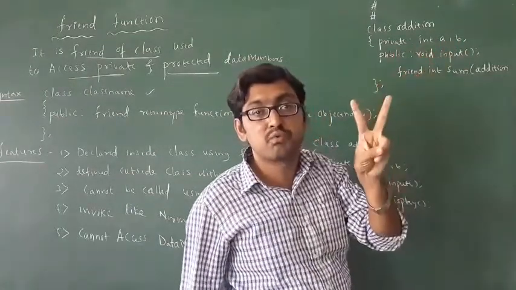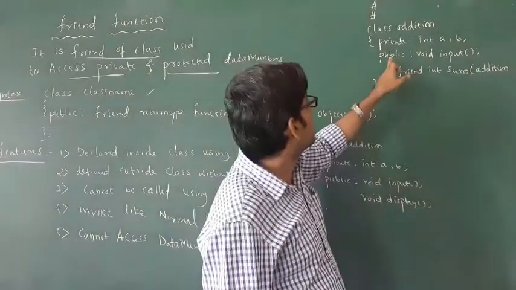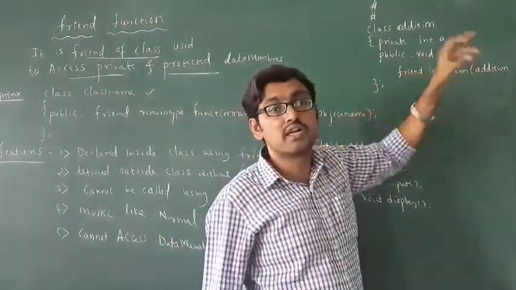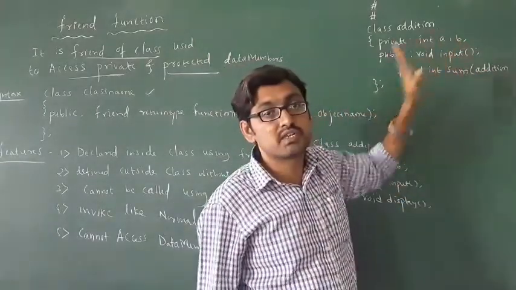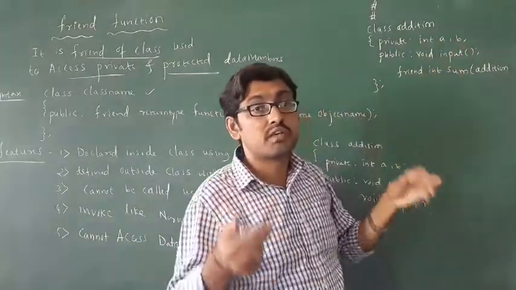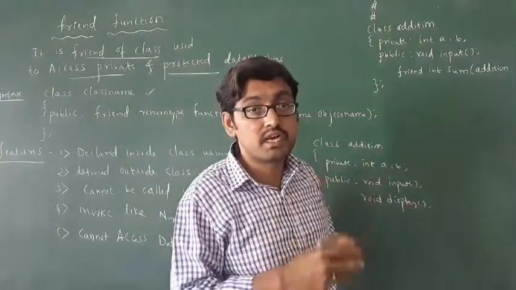I am writing a program, addition of two numbers. Then in public void input, enter two numbers. I am taking void input. This is a member function. Next, I have to do the sum now, a plus b. I want to do a plus b.